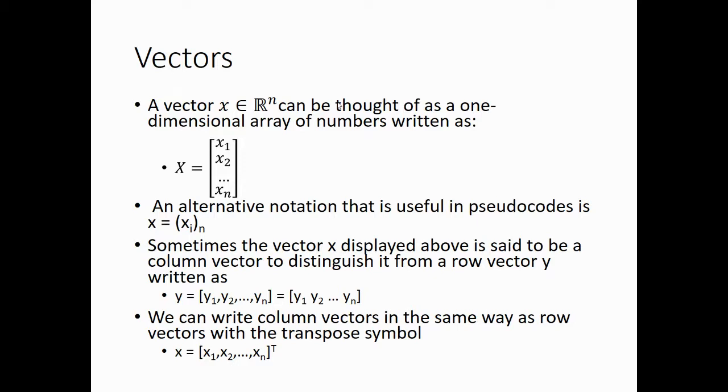An alternative notation that's useful in the pseudocode in the text is x equals x sub i. Sometimes the vector x displayed above is said to be a column vector to distinguish it from a row vector. We can write column vectors in the same way using the transpose symbol that we'll get to in a while, but basically transpose just means interchange the rows and columns.